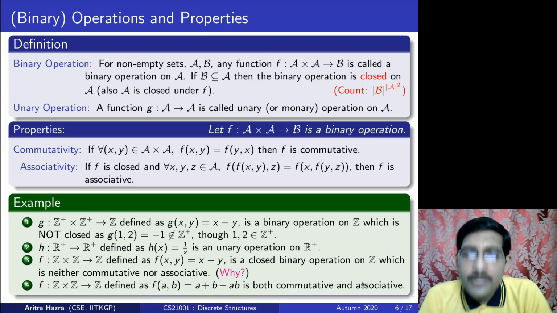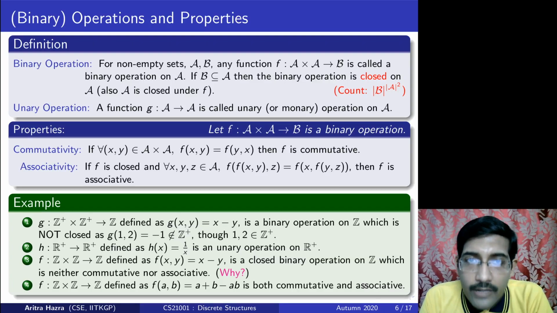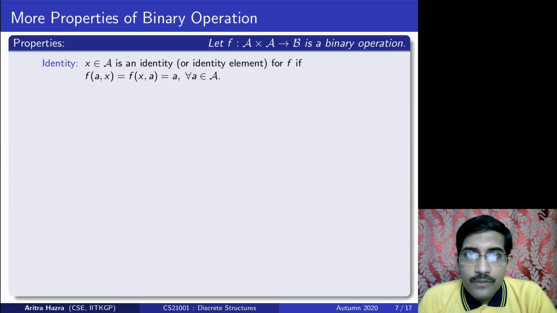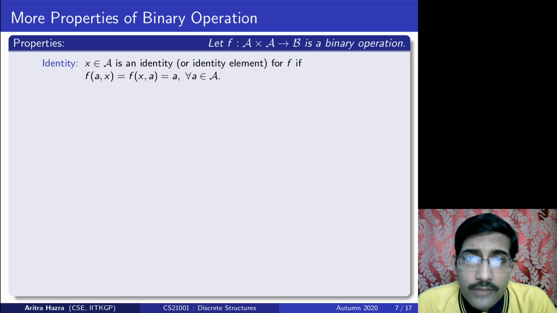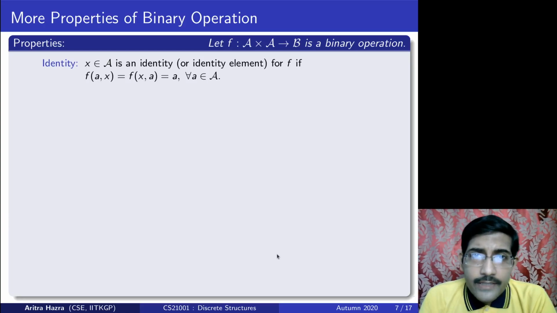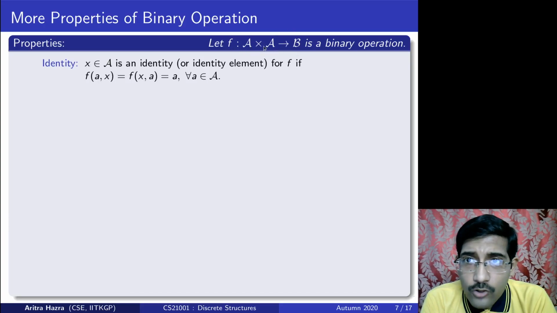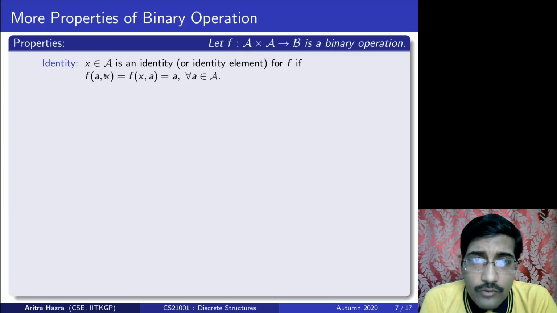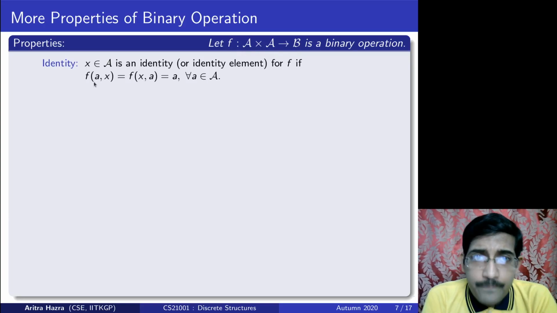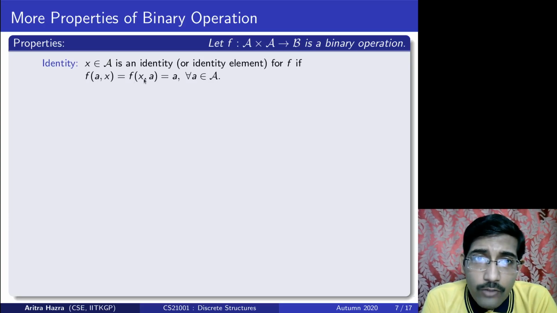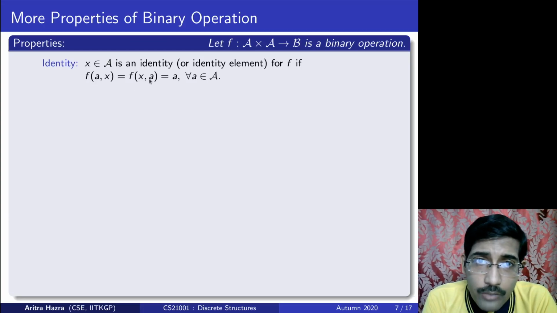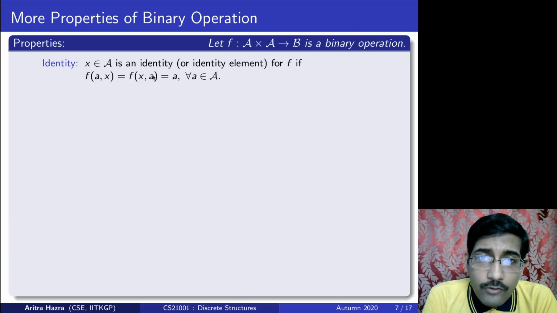So these are some of the examples we saw of how we categorize binary operations. There are more properties of binary operations that we can write. One is called identity. Identity is basically finding an element from set A. Suppose A cross A to A is a binary operation. We find an element which we call an identity element if we operate a with x and we operate x with a, so it is commutative first of all, and we get the result a for every a.